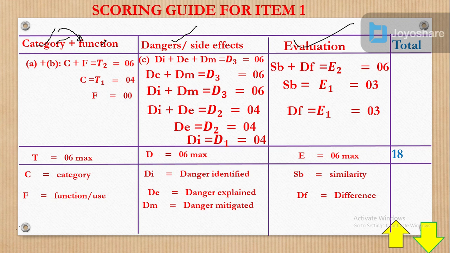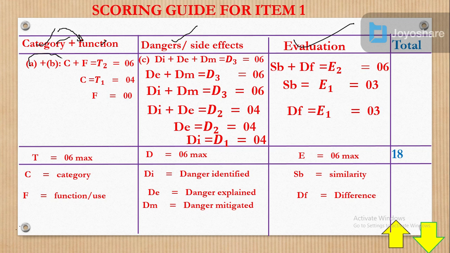Then evaluation. Evaluation is about similarities and differences. For example, if you're talking about a soap detergent, then we also have what you call a soapless detergent. So in the evaluation, you must talk about the similarities between the soapless detergents and the soap detergents, then the differences between the soap detergents and soapless detergents.